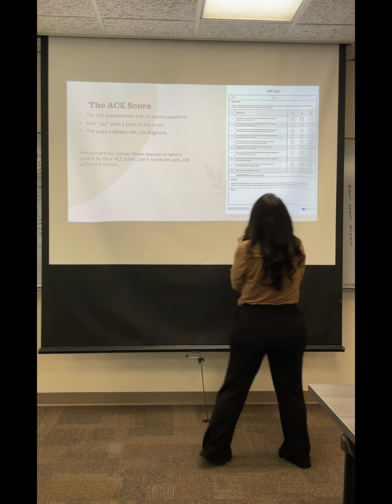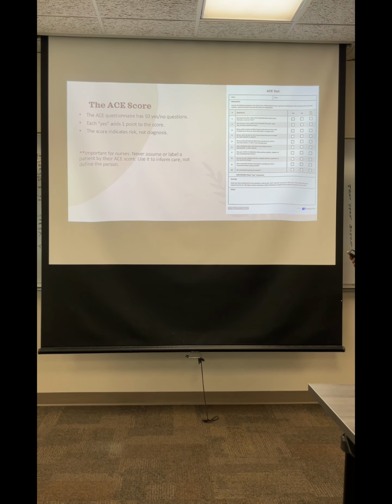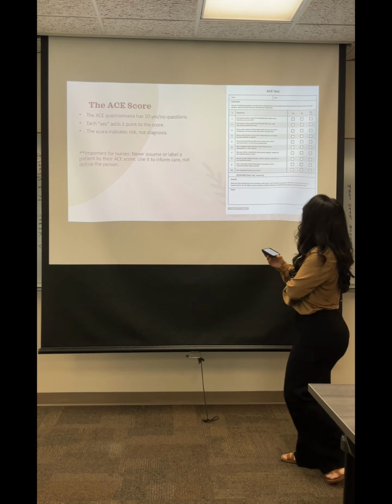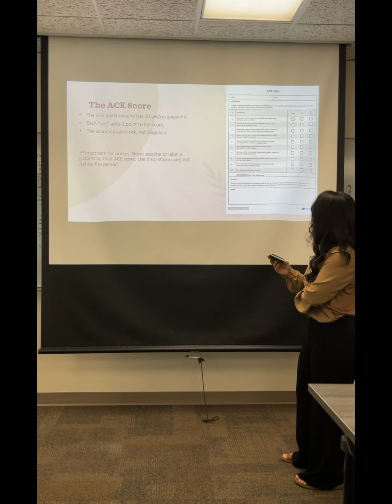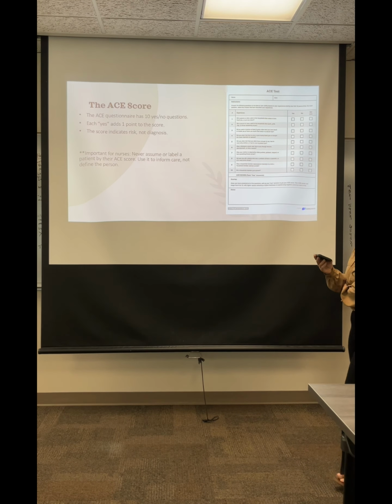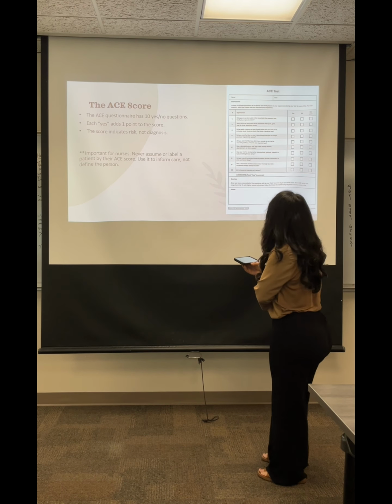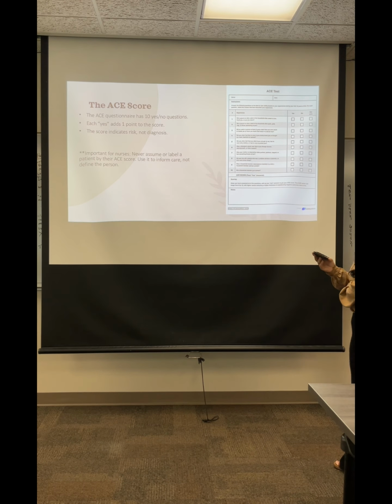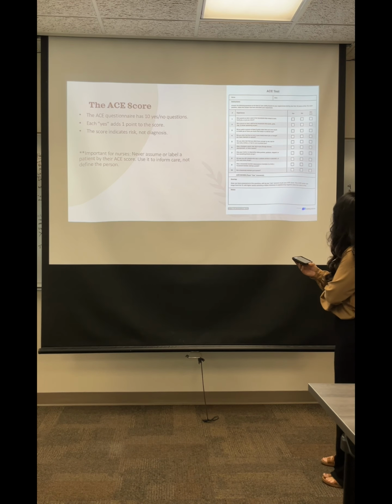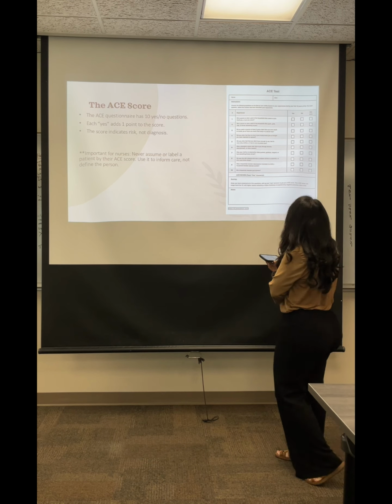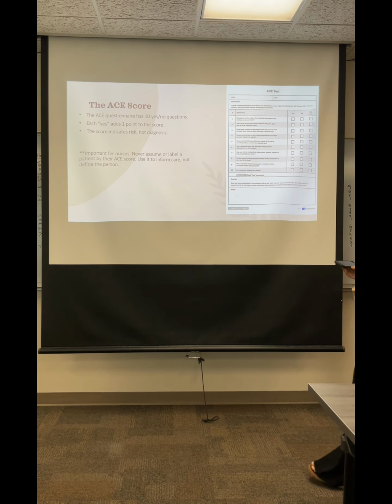One of the questions is: did a parent or other adult in the household often swear at you, insult you, or put you down? Did a parent or other adult in the household often push, grab, slap, or throw something at you? Did an adult or person at least 5 years older than you ever touch or fondle you, or have you touch their body in a sexual way? Did you often feel like no one in your family loved you or thought you were important or special?